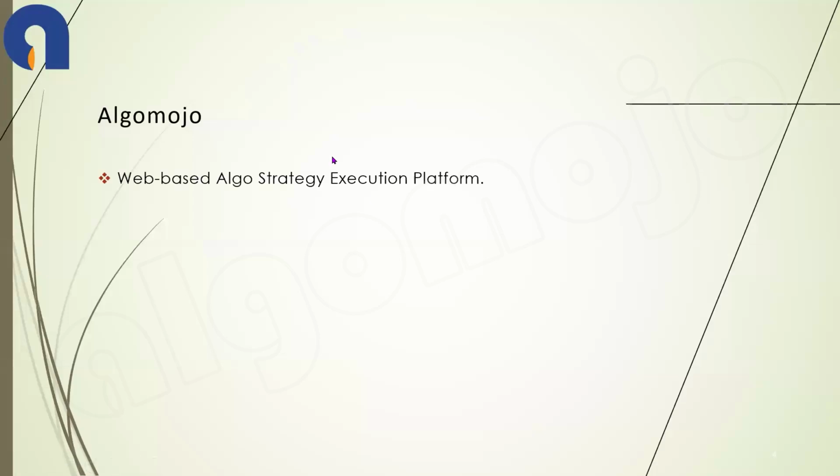Algomojo is a web-based strategy execution platform. There's no separate app or anything. It is web-based. If you have any web browser, you could log into our website and then do your integration for automated trading. This platform is designed for traders who would like to automate their strategies so that the signals generated from your charting platforms could be executed in your broker account.